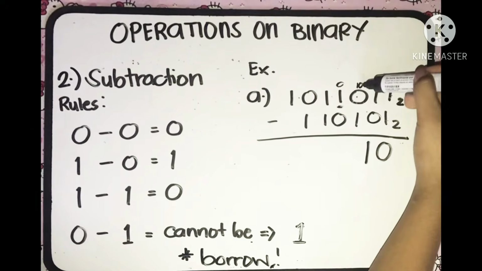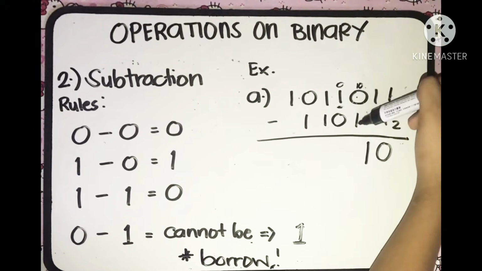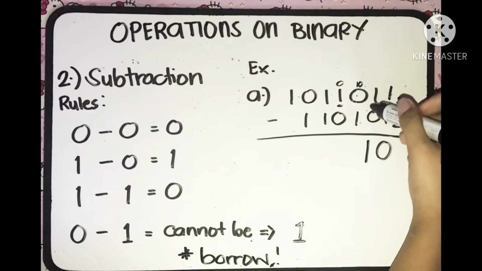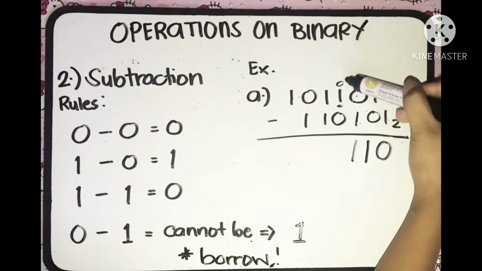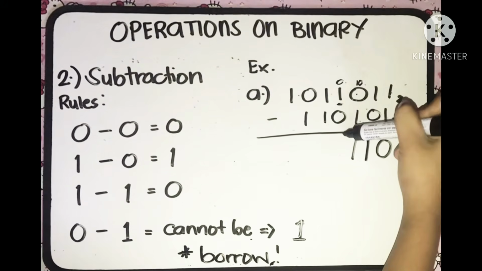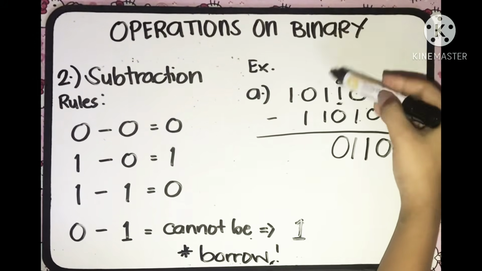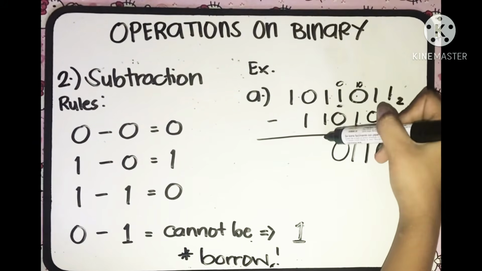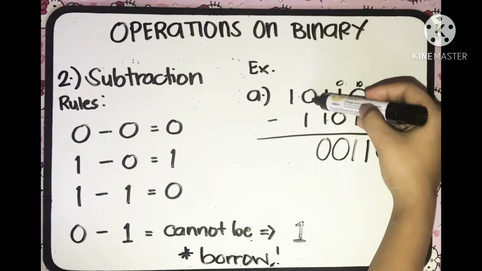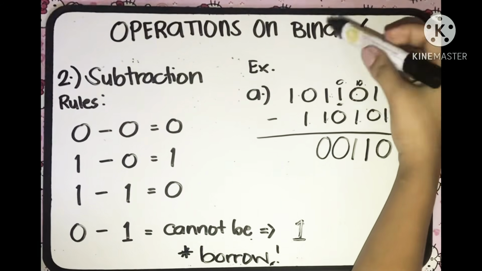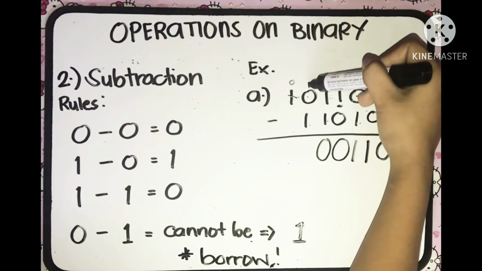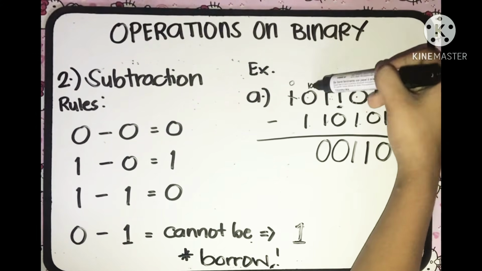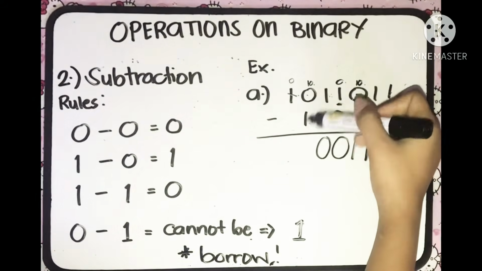And then, proceed. We have 1, 0, minus 1. And then, sabi sa rule natin, equal siya sa 1. Then, we have 0 minus 0. It is equal to 0. We have 1 minus 1, which is equal to 0. And then, 0 minus 1, borrow again. 1 will be 0. And 0 will be equal to 1, 0. And 1, 0 minus 1 is equal to 1.